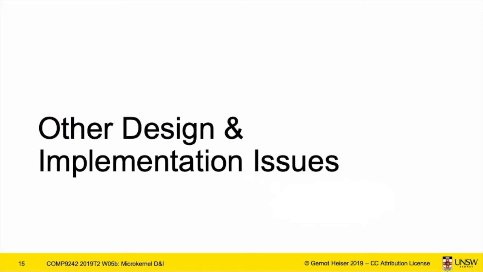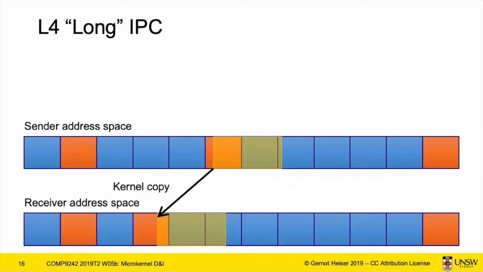So there was actually a whole bunch of design and implementation tricks in the original L4. There are two SOSP papers. One basically talks about the design and the other about the implementation. And there's a lot of interesting stuff, and most of them we discarded meanwhile. One of these features was long IPC.